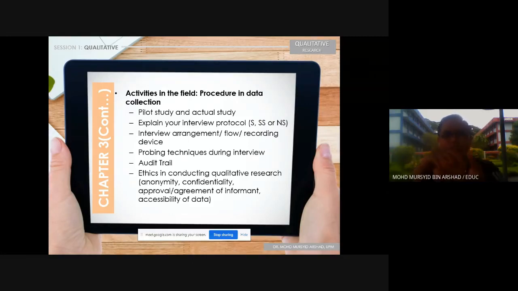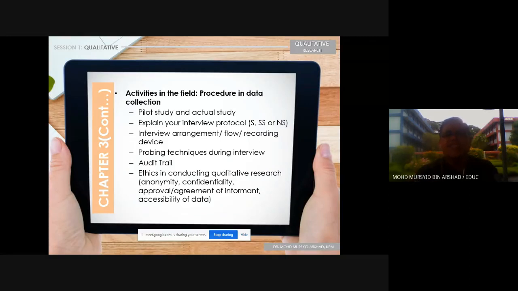Okay, so here during the data collection, meaning on the field, you can start to discuss your pilot study. What is a pilot study? What is your actual study? Basically, the pilot study is really advisable for the qualitative researcher because this is more on your preparation as a researcher. You know how to probe, meaning that you are piloting the instrument.